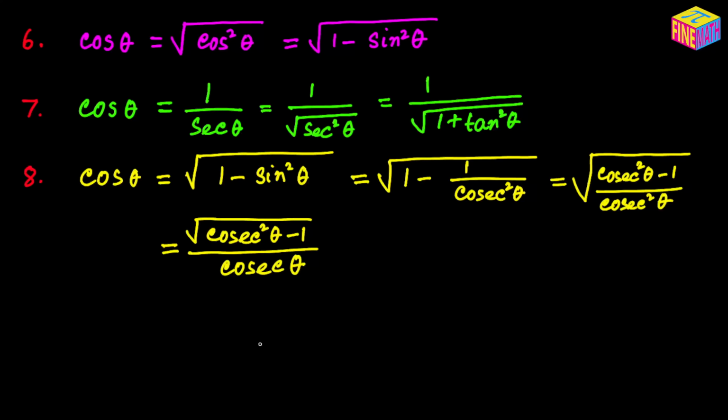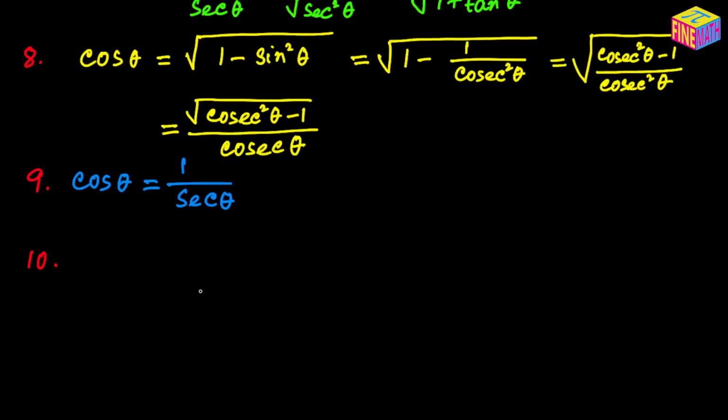Now let's try to convert cosine theta into secant theta. That's extremely easy. That's just one of those reciprocal identities. So we can simply write it as cosine theta is equal to 1 over secant theta. And now we are going to convert cosine theta into cotangent theta.